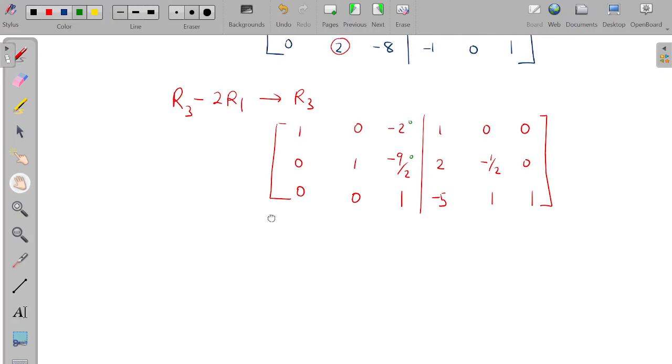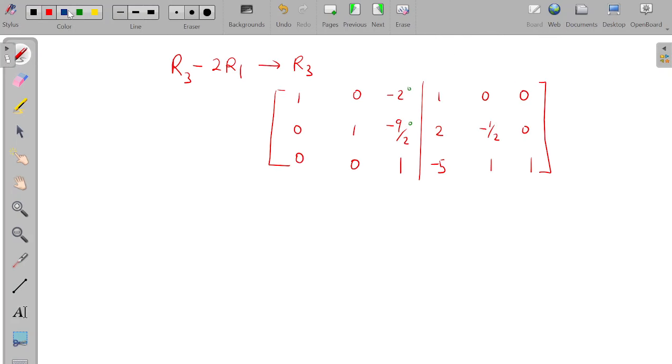Okay, so let's find the formula to do so. We're changing R1, so it's going to be R1. This is a negative, so plus 2 R3. Okay, and then we're giving it to R1. Then we have R2. This is also a negative, plus 9 over 2 R3. Then we are giving it to R2. Okay, that's what we're doing.